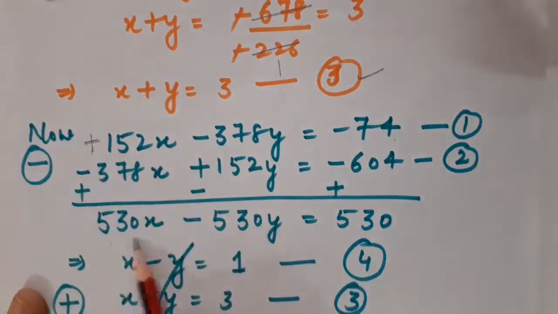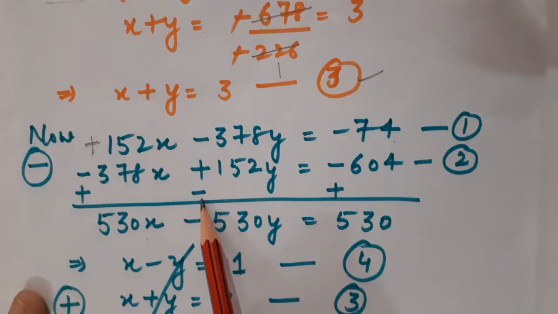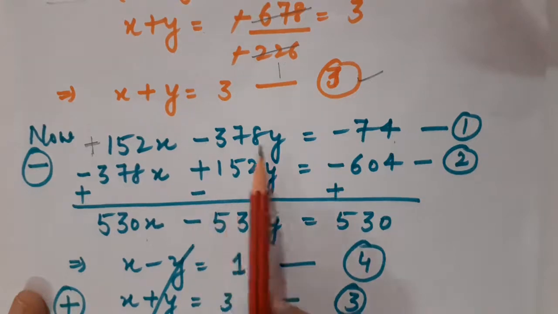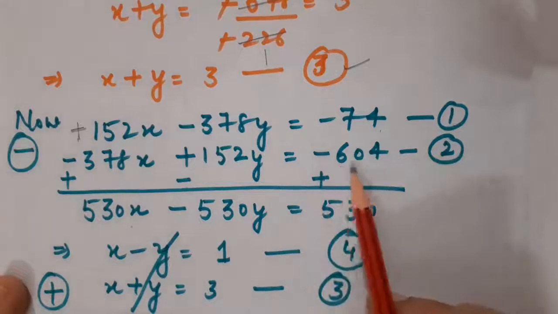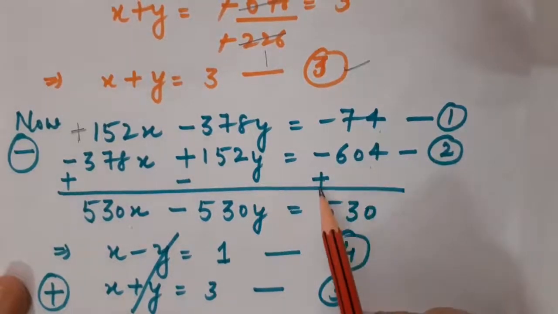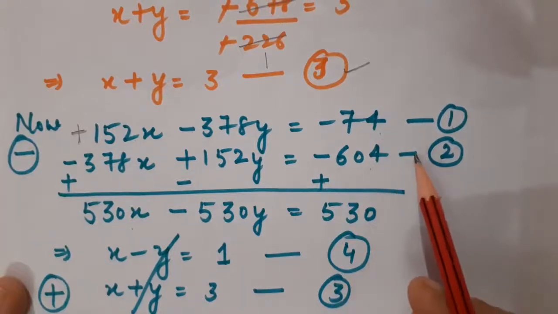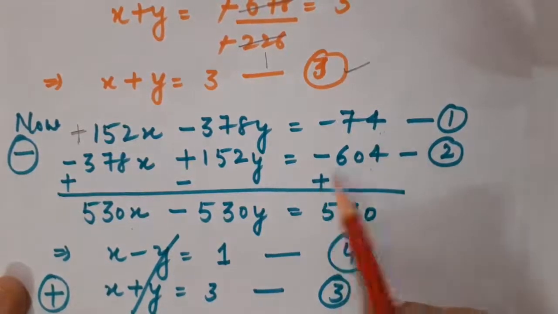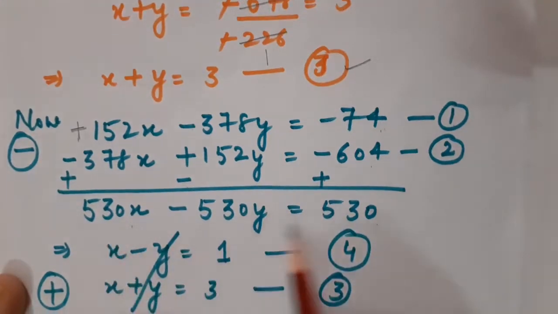We are going to add them. We will be getting 530x. Here it would be minus minus plus, but the sign will be of minus. So minus 530y is equal to 604 with the positive sign and minus 74 with the negative sign. So definitely we have to subtract, but the sign will be of the bigger value, that is positive 530. Can I take 530 as common? So what will I get?